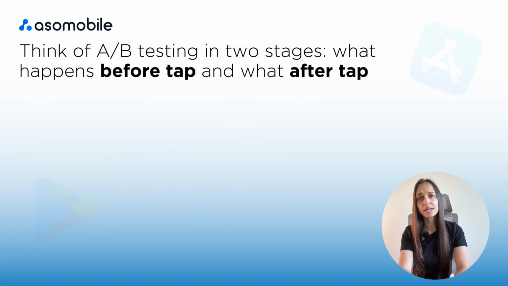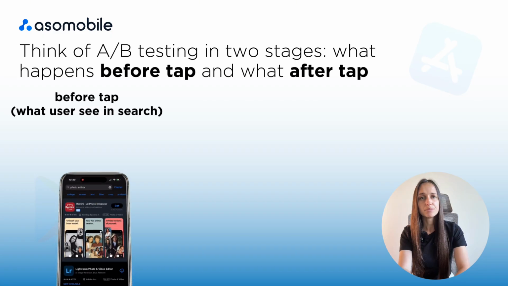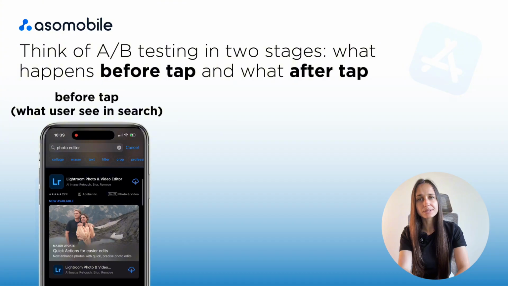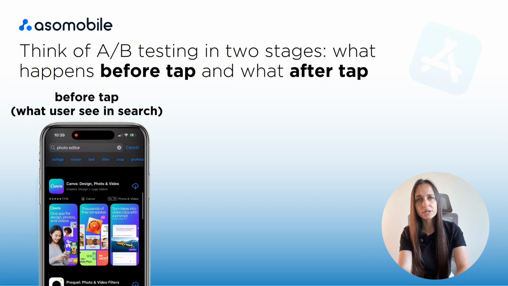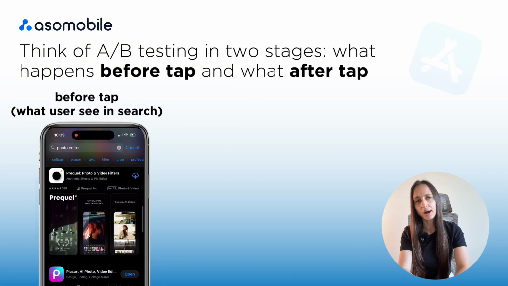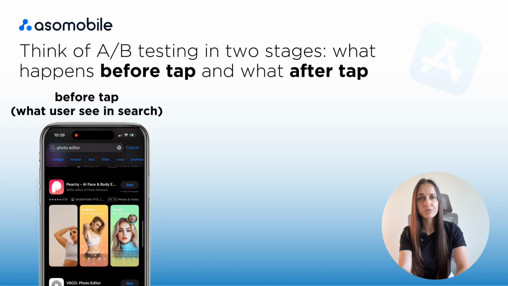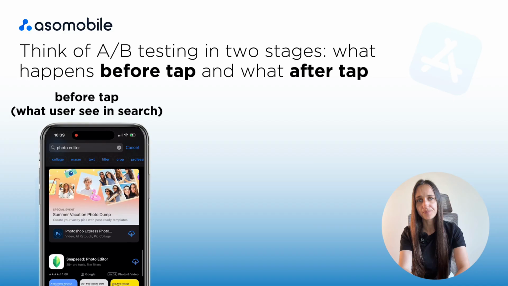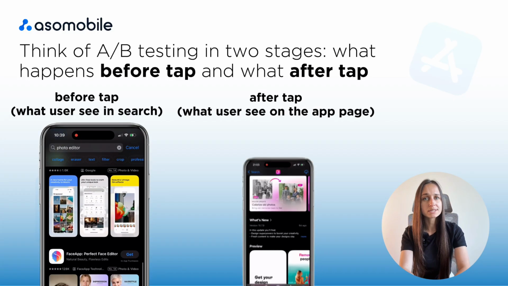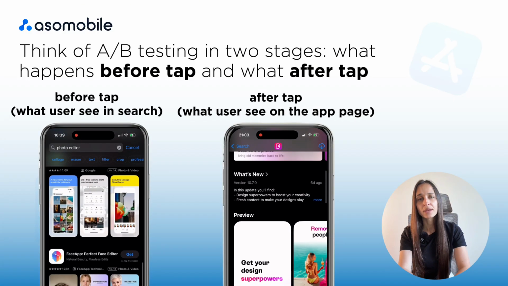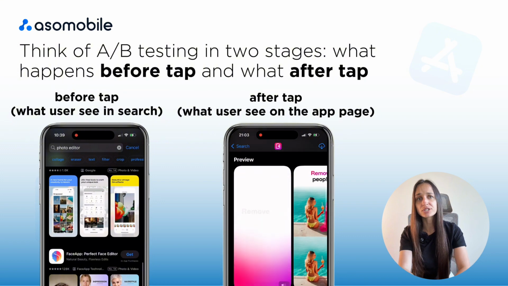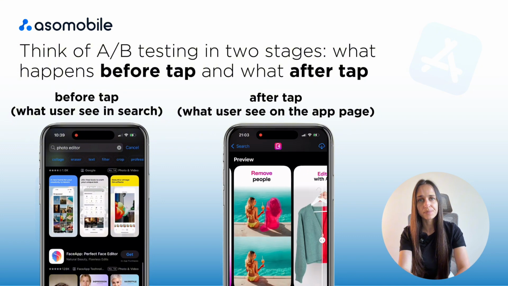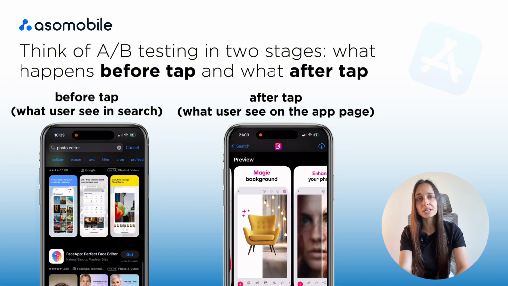When we talk about A/B testing in the app stores, think about it in two stages, before tap and after tap. Before tap, these are things people see in search results before they even open your app page: your icon, title, and the little preview. These elements decide whether people click to learn more. After tap, once they land on your page, they see screenshots, videos, features, graphics, and your descriptions. This decides if people actually download your app.